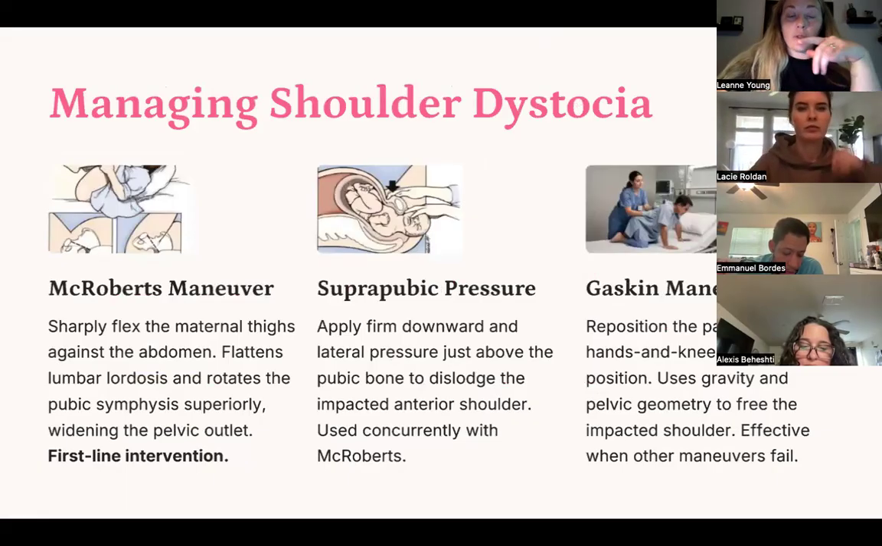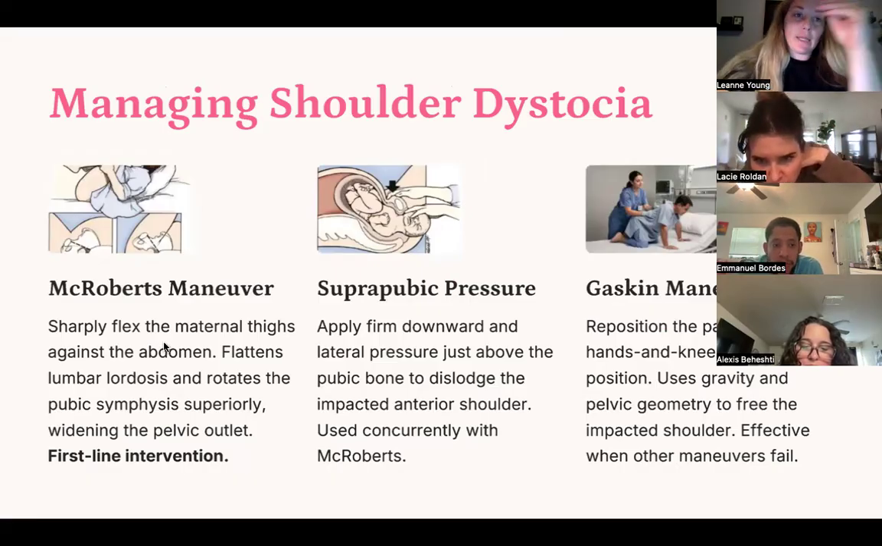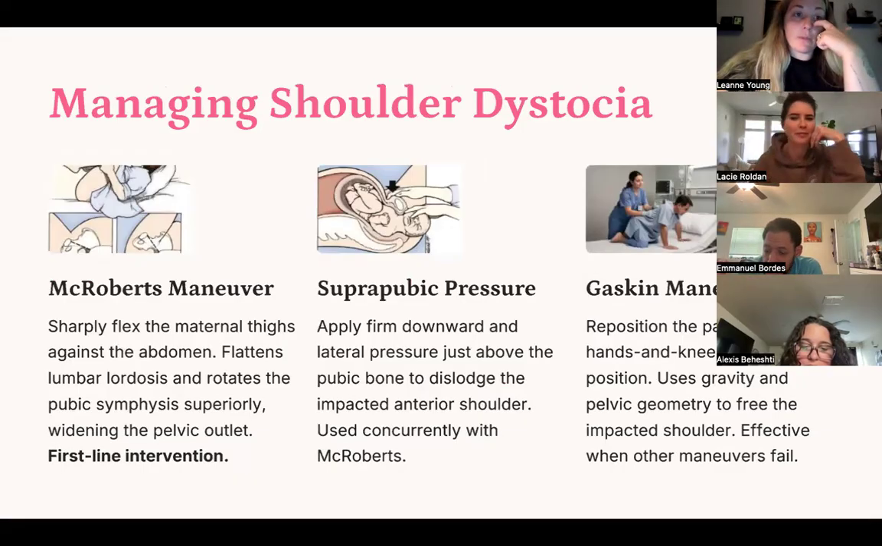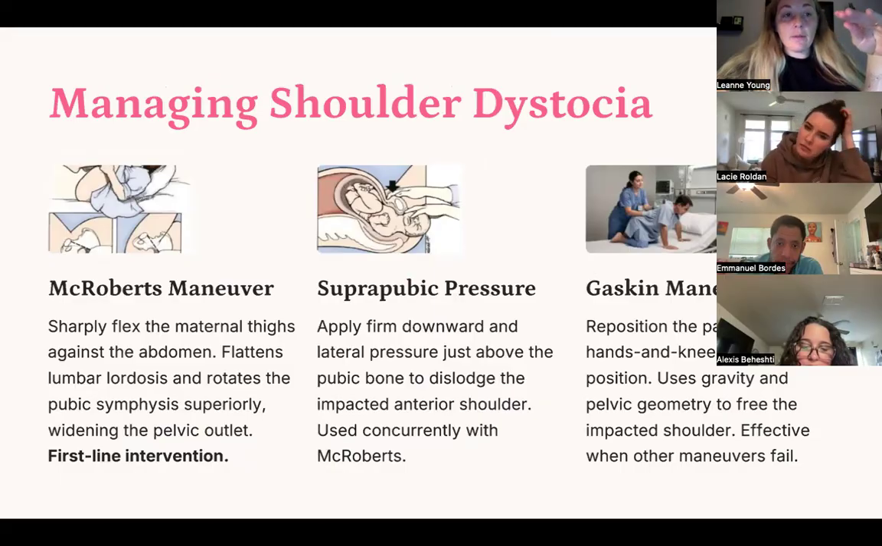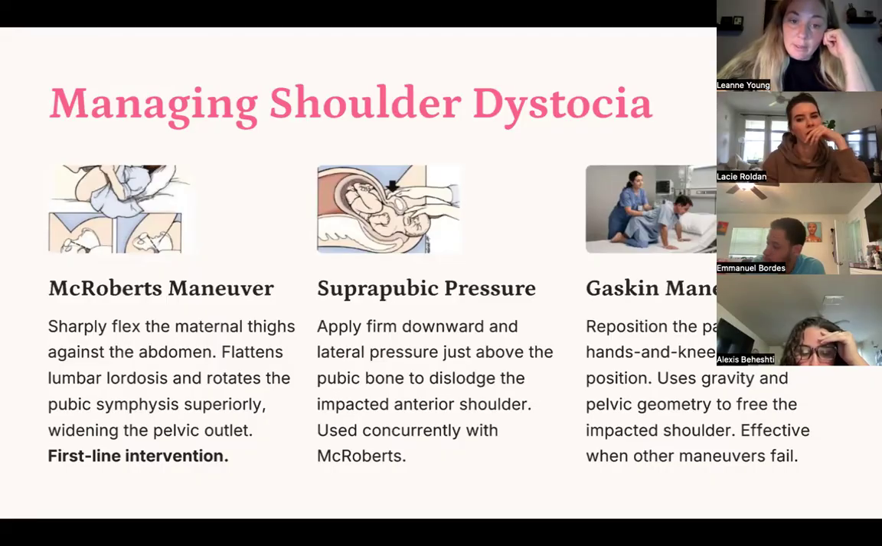Managing shoulder dystocia. So this is what I was talking about last week when I mentioned McRoberts maneuver. This is when we're going to take those mom's legs out and then shove them back as quickly as possible. So you'll have a nurse on each side of the mom, and one nurse will have one leg, the other nurse will have the other. This helps rotate that pubic bone to widen our pelvic outlet and allow that anterior shoulder to be released and delivered. All right, that is our first line intervention. The next one we'll do is apply suprapubic pressure.